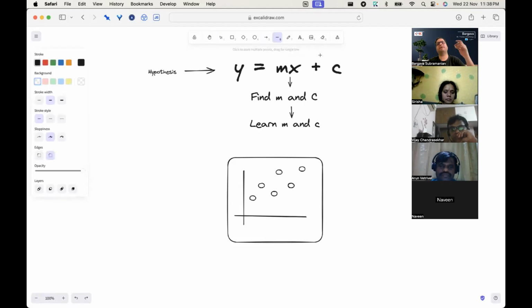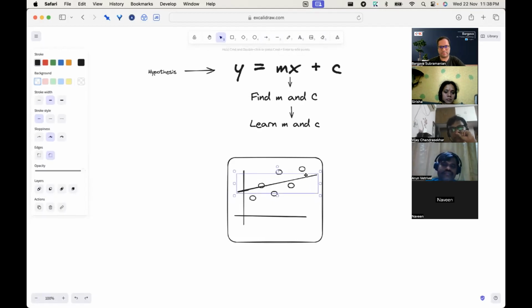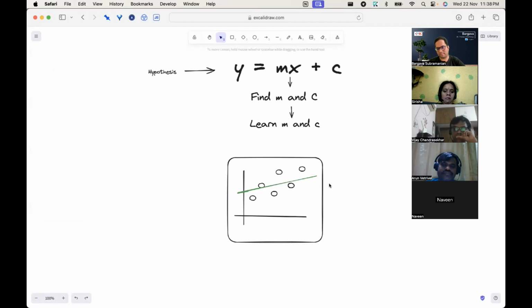I'm going to assume some random value of m and c. Let's say at that particular point, the line looks something like this. Let's say this is my initial model, right? There is no science behind it. It's randomly generating a value for m and c.